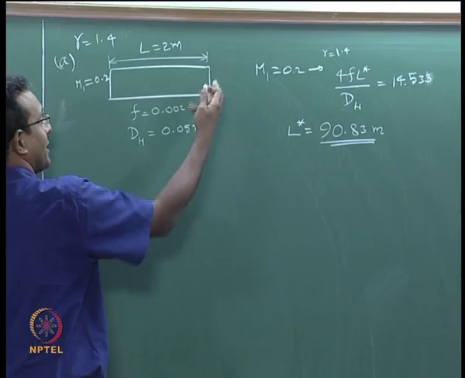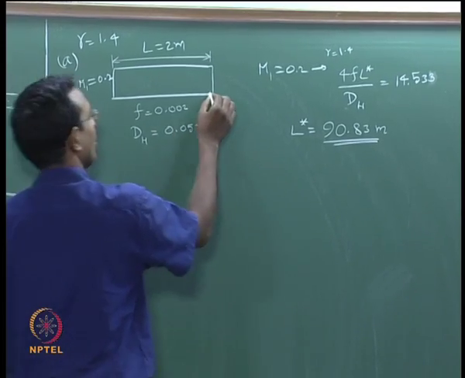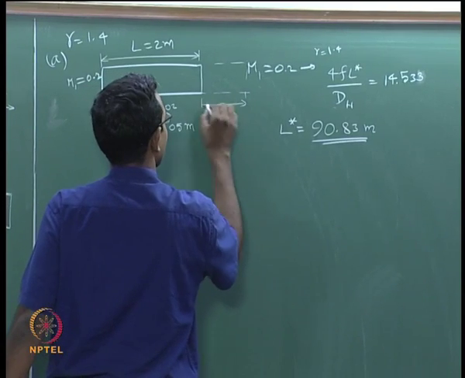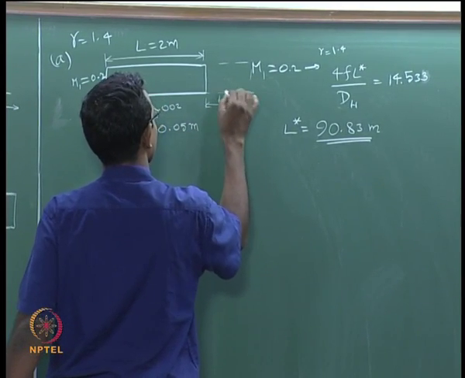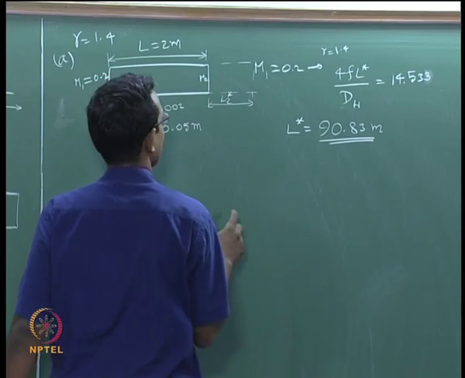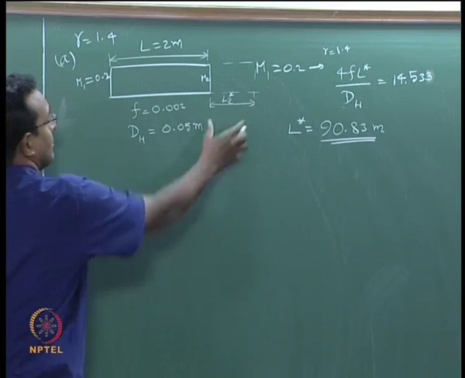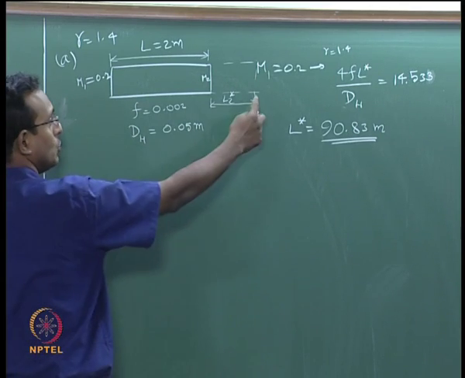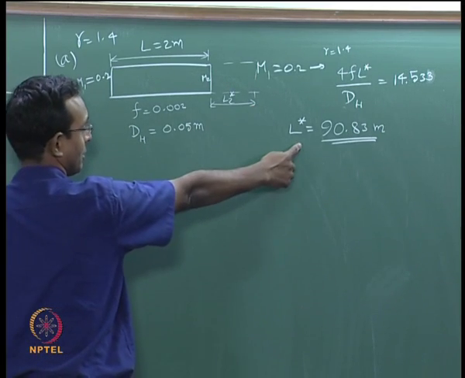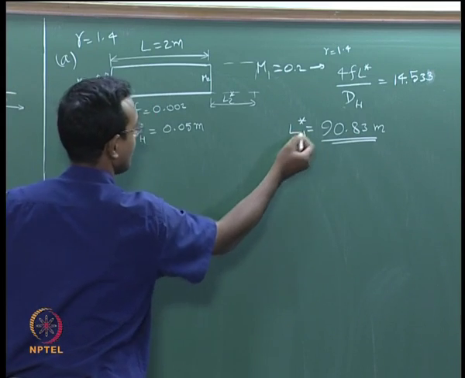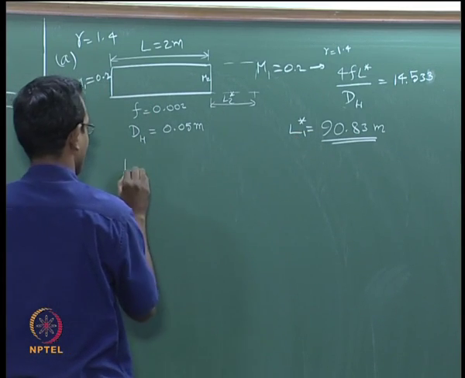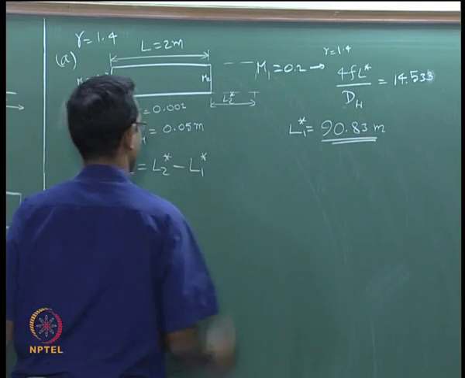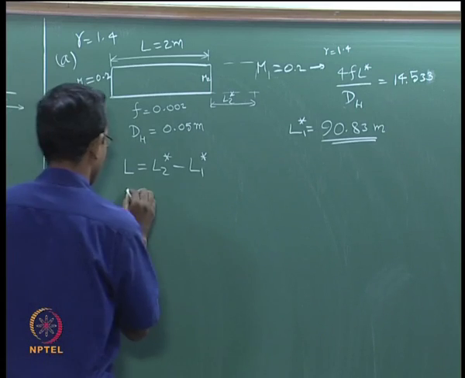If this is the case, what should I do? I just have to draw a dotted line and L star somewhere out there. This will become L2 star, where this is my M2. So this is the remaining length. I know this is 2 meters. From M1, from the inlet to the star, is L1 star, that is given here. I will make it L1 star, and this is my L2 star. So L equal to L2 star minus L1 star, which means I can find my L2 star.